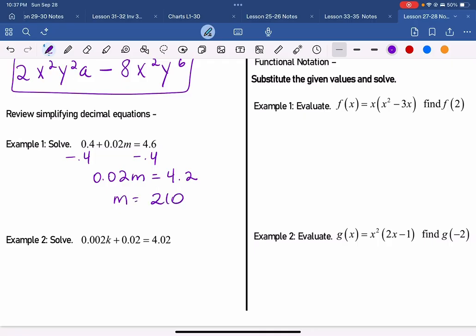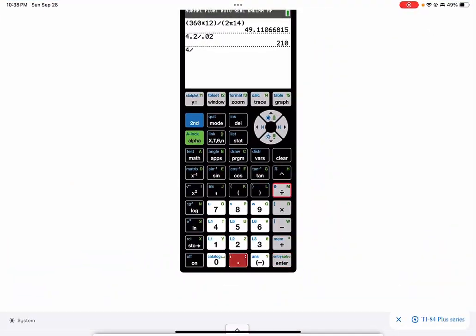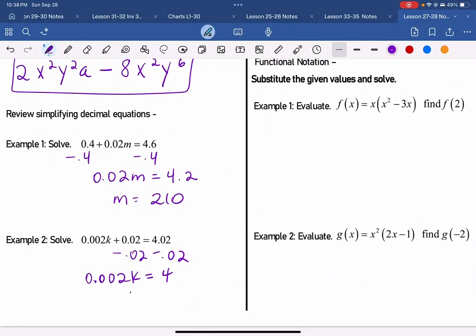Okay, so try this on your calculator. Subtract this over here and then divide by 0.002 and see what you get. Did you get 2,000?